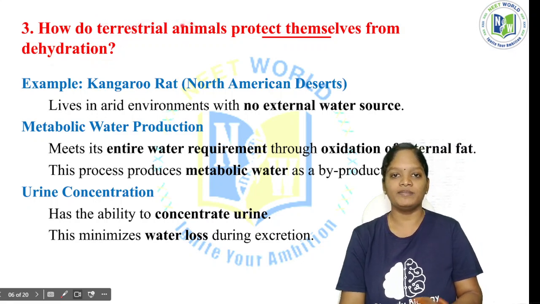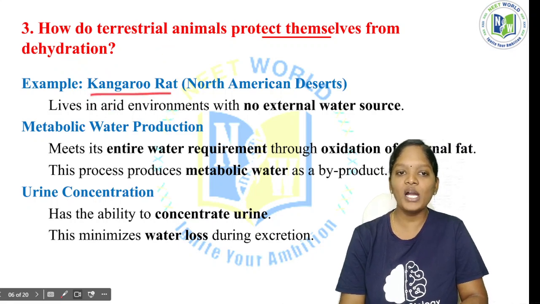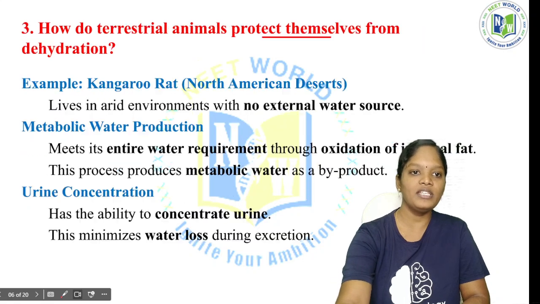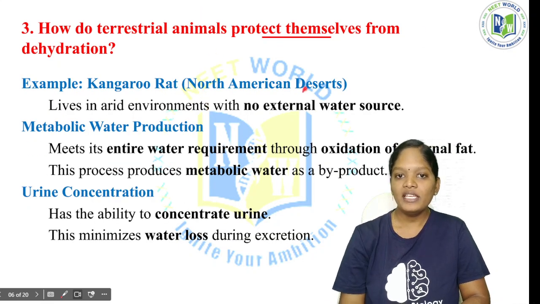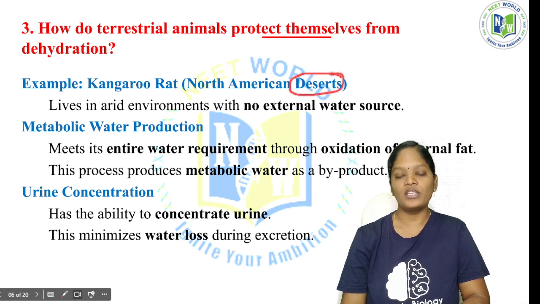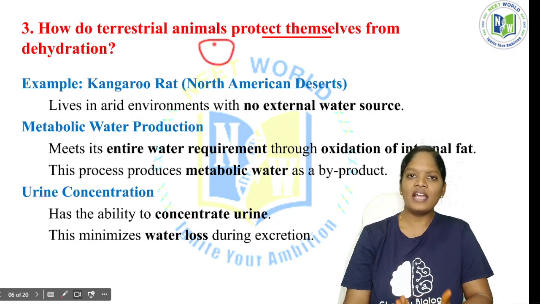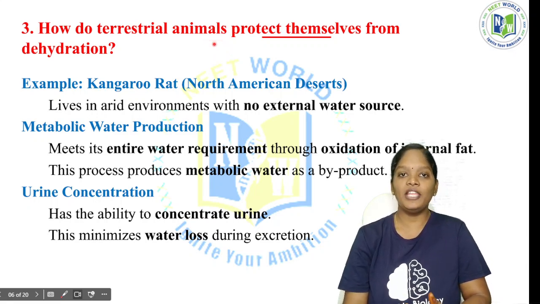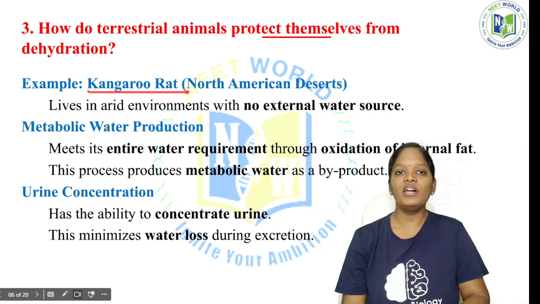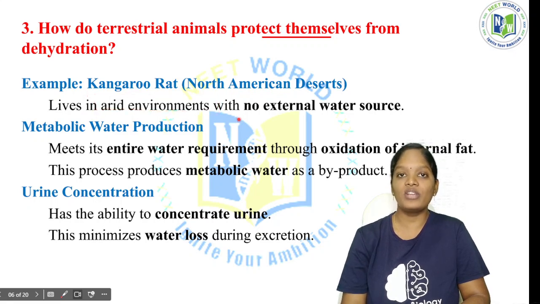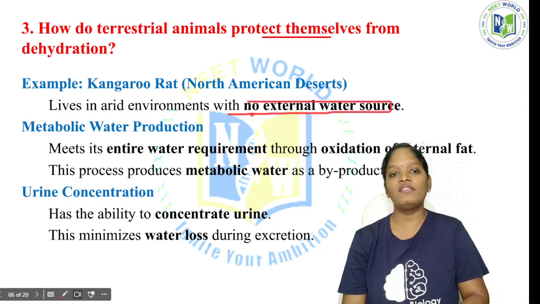How are they protecting themselves? Say, for example, the kangaroo rat, which is present in the North American deserts. This is the desert region, and in the desert the water quantity will be low. So how do those animals live? The kangaroo rat lives in arid environments, which means dry, where we can see no external water source.